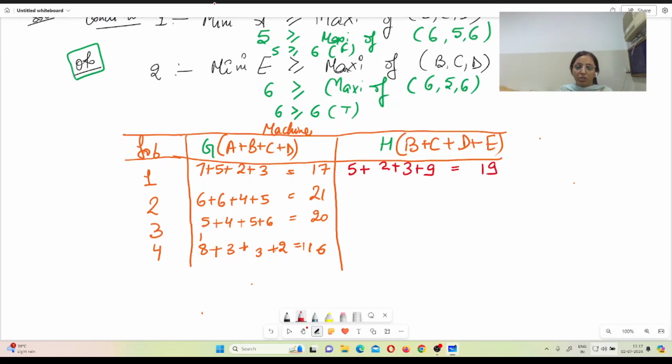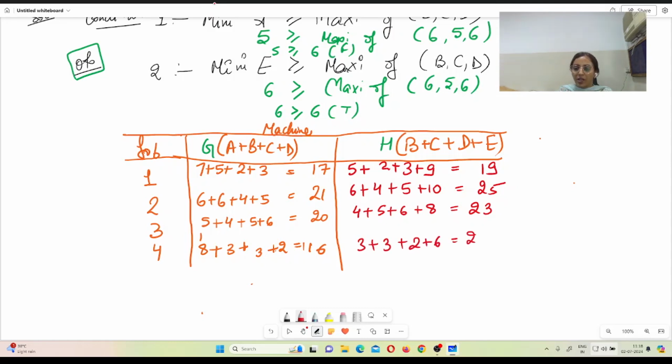Same with job number 2, add the values, that is 6 plus 4 plus 5 plus 10, which equals 25. Coming to the third one, job number 3, 4 plus 5 plus 6 plus 8, then we will get the value as 23. Coming to job number 4, add the values 3 plus 3 plus 2 plus 6, and that will equal 24.